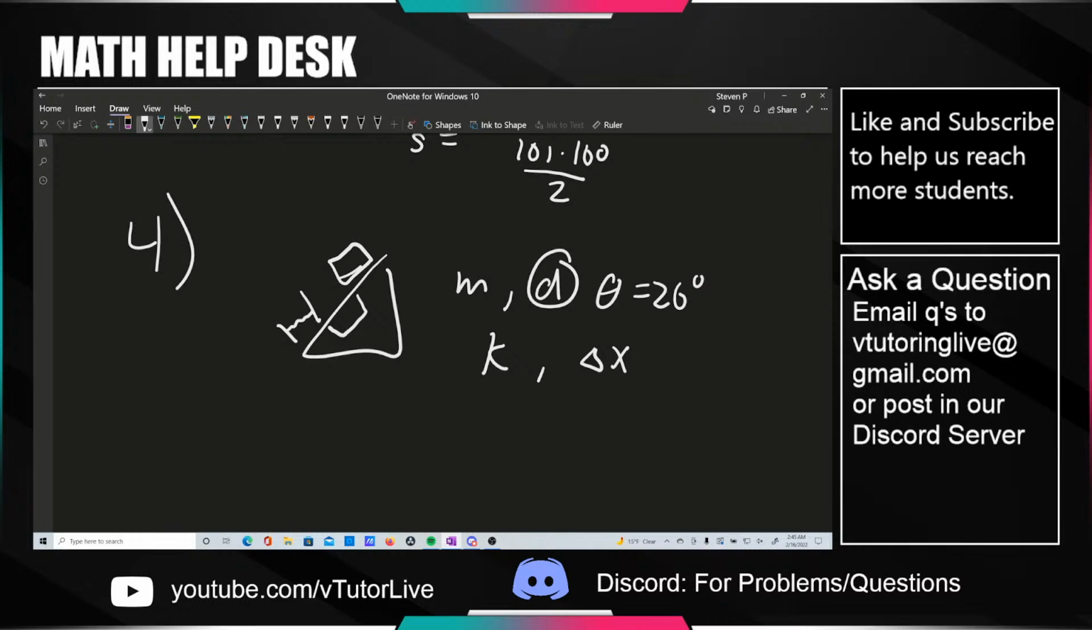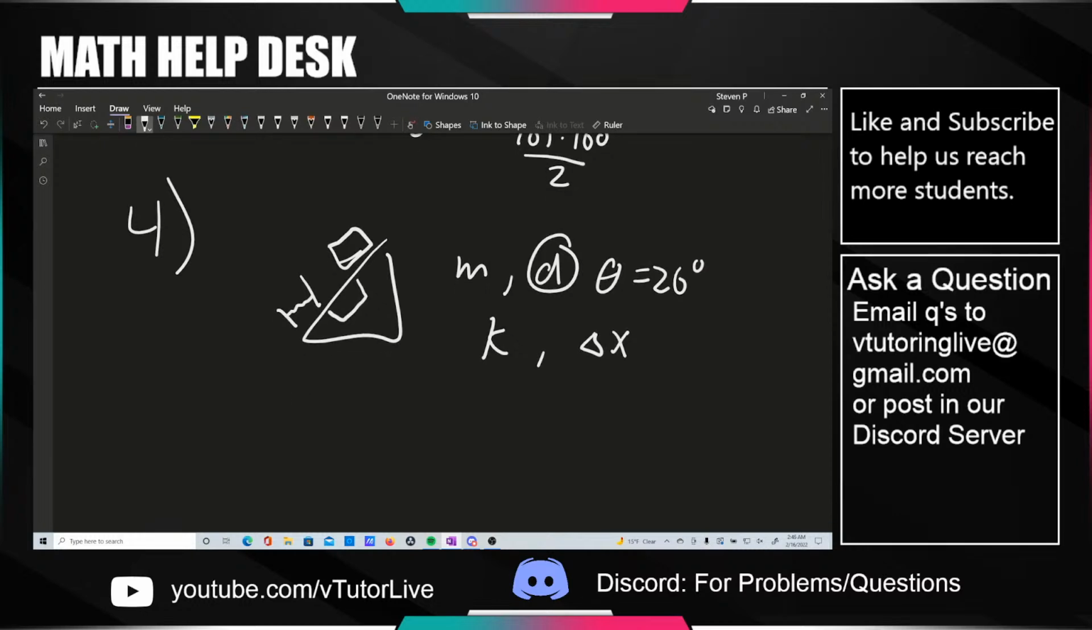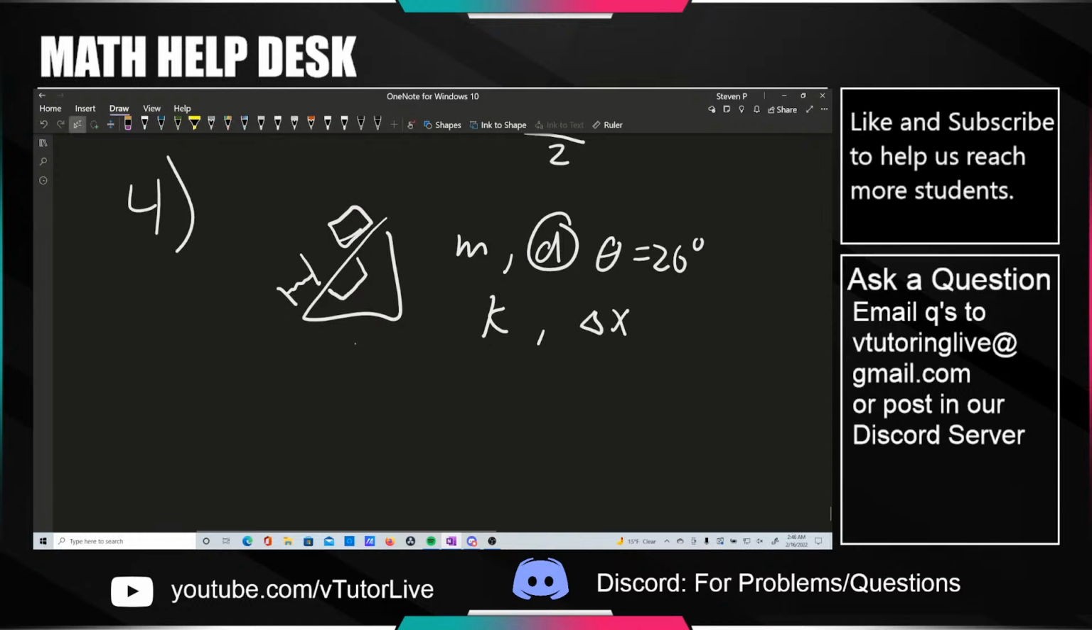When the block momentarily stops. Okay, so maybe it's saying distance d is where it just meets it, right? Let's figure this out. K0 plus U0 is equal to K1 plus U1. And I'm going to say that K1 and U1 are when it totally stops at the end, okay? So the idea is it's going to compress some extra bit. Let's call that extra bit delta x.